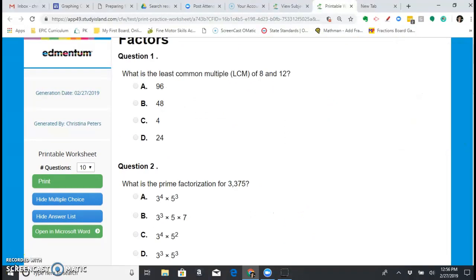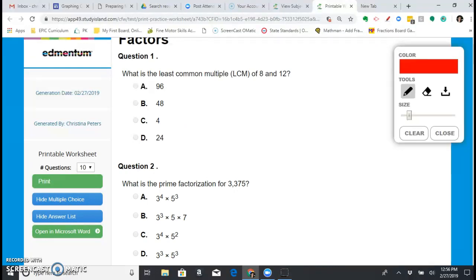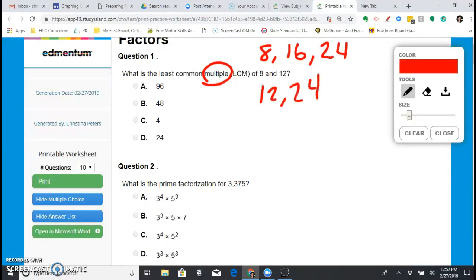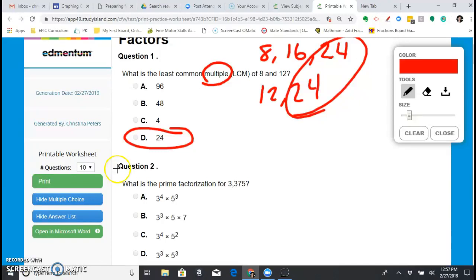This next standard is asking for the least common multiple. Multiple means bigger. Like 8 times 2 is 16, 8 times 3 is 24. 12 times 2 is 24. Bam. Didn't have to touch a calculator on that one. That's what least common multiple means. Think bigger than that number.